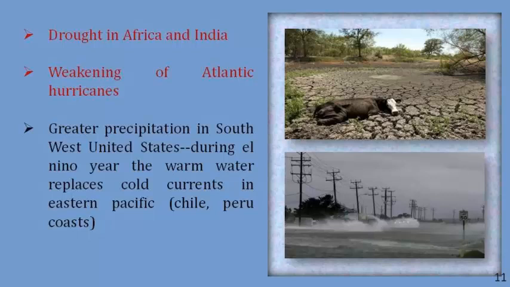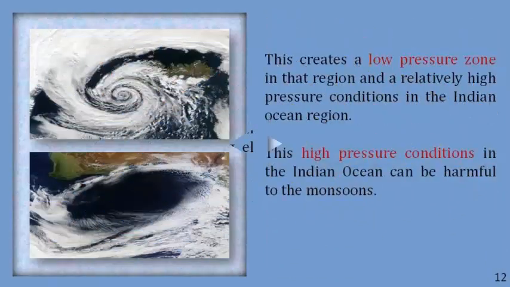During the El Nino year, the warm water replaces cold currents in the eastern Pacific, that is, the Chile and Peru coasts. This creates a low pressure zone in that region and a relatively high pressure condition in the Indian Ocean region. This high pressure condition in the Indian Ocean can be harmful to the monsoons.